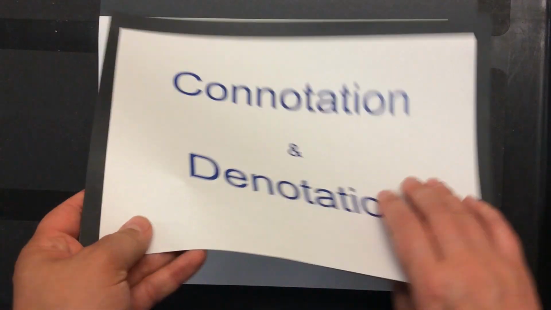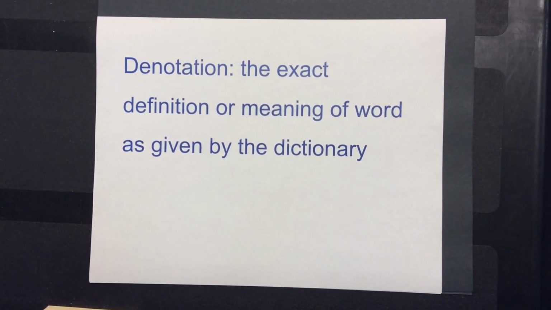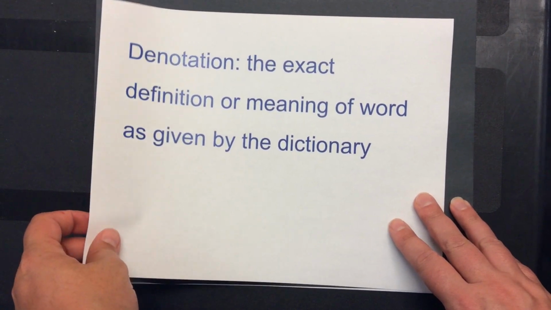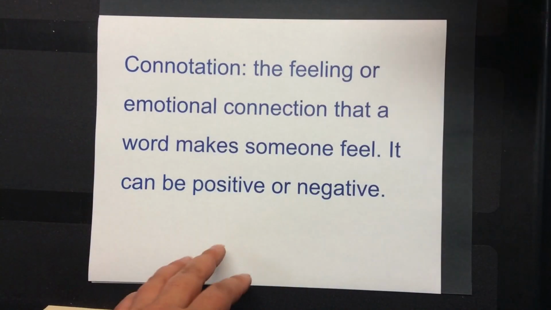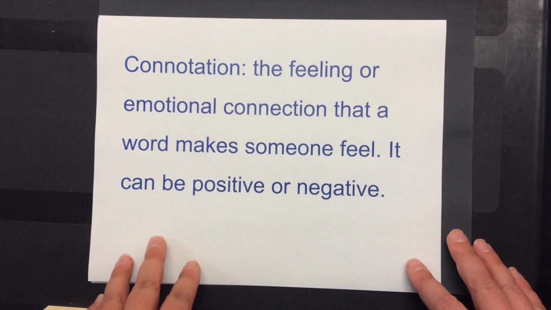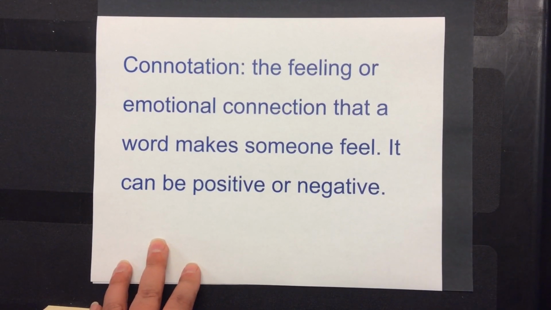So denotation is the exact definition or meaning of a word as it's given by the dictionary. So hot would mean having a high temperature, and that's very straightforward, right? So if you don't know a word, you look it up in the dictionary, that definition is its denotation. Connotation, on the other hand, is the feeling or the emotional connection that a word can make somebody feel.